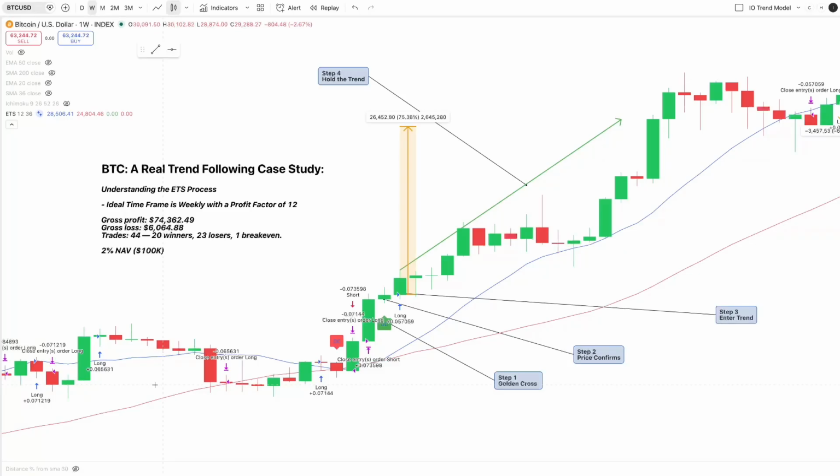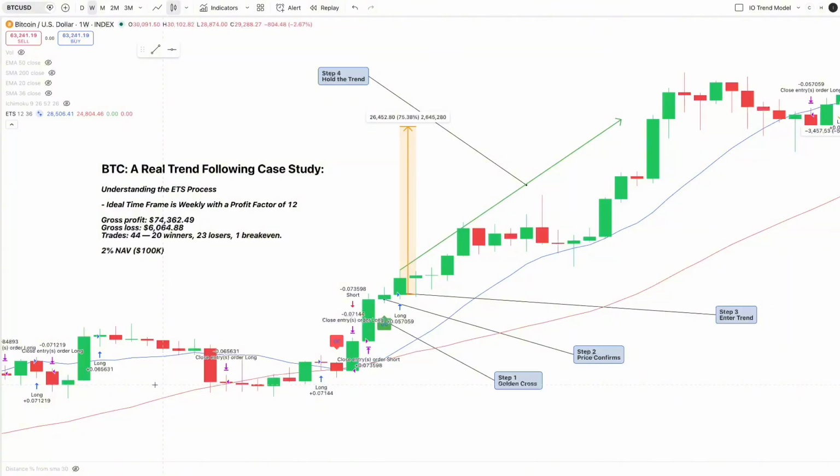Okay, in this video, we're going to do a Bitcoin case study, which will help understand the ETS process, the evidence trend system. So for Bitcoin, on the backtesting, I found that the weekly time frame is the best to capture really good uptrends and without too much whipsawing or too many losers.